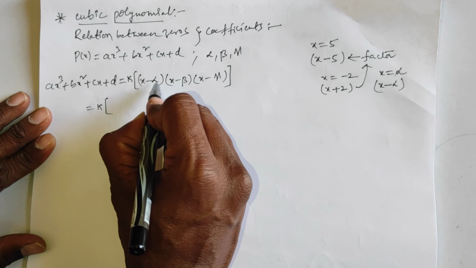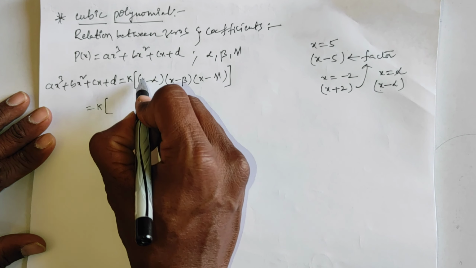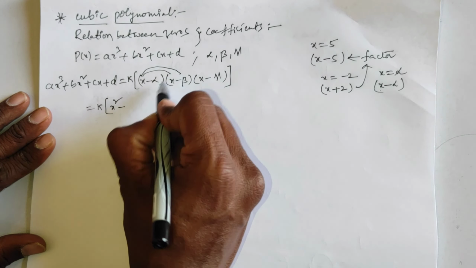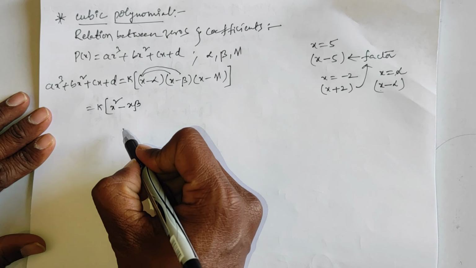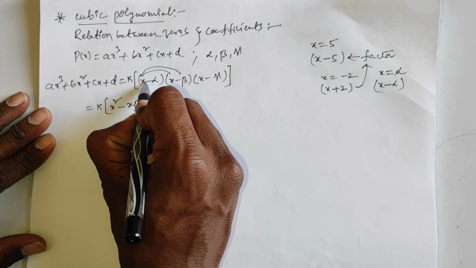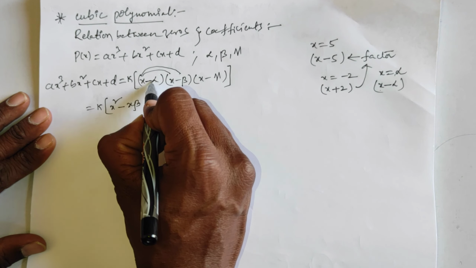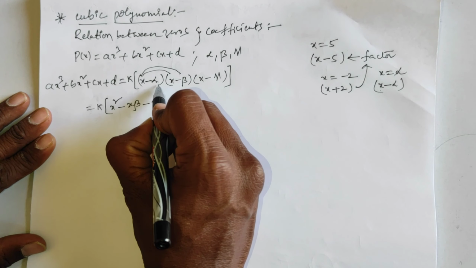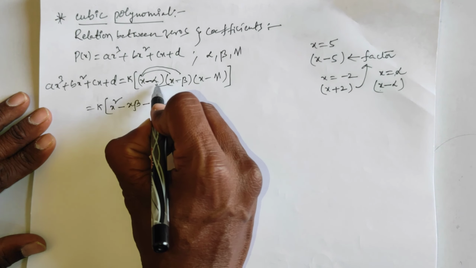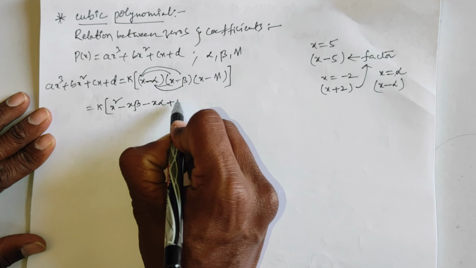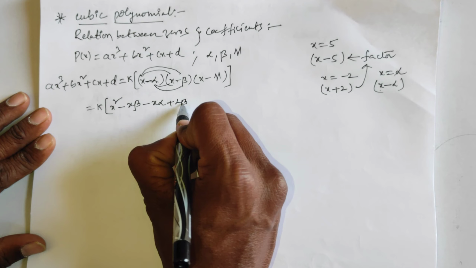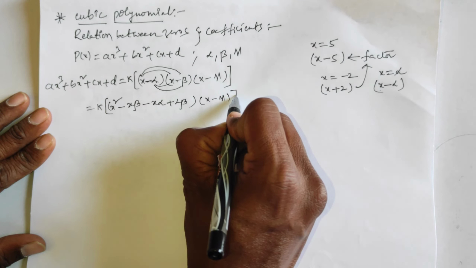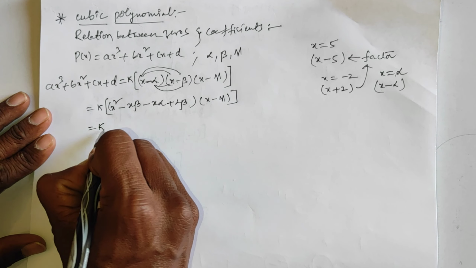First I'm multiplying these two, x minus alpha into x minus beta. So x into x becomes x square, and minus, and x into beta is x beta or beta x. Clear? Now with minus alpha you have to multiply these two terms again. Minus into plus becomes minus, alpha into x is alpha x. Now minus into minus becomes plus, alpha into beta is alpha beta. We multiplied the first two. Then what's the last one? X minus gamma.